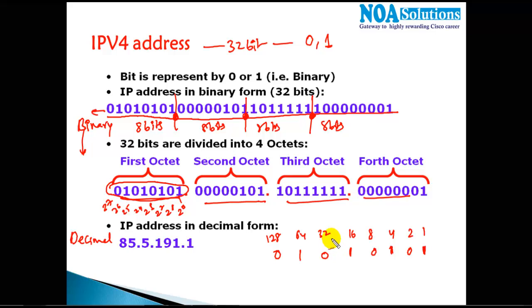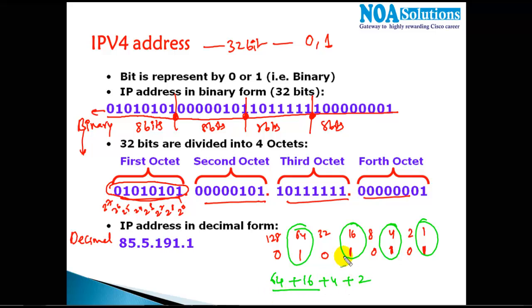Wherever there is a 1, we need to add those power values. So in my example, wherever there is a 1, add those values. If I add 64 plus 16 plus 4 plus 1, 64 plus 16 is 80, 84, sorry, it has to be 1, so 85. So you can see 85. This is the equivalent decimal value of this.